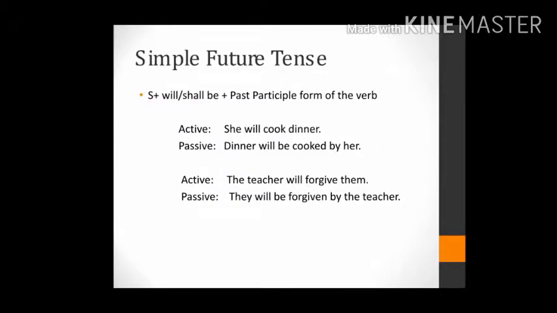Simple future tense. The formation of passive voice will be subject plus will or shall be plus past participle form of the verb. Example, she will cook dinner. She is the subject, will cook is the verb, and dinner is the object. Dinner will be cooked by her.